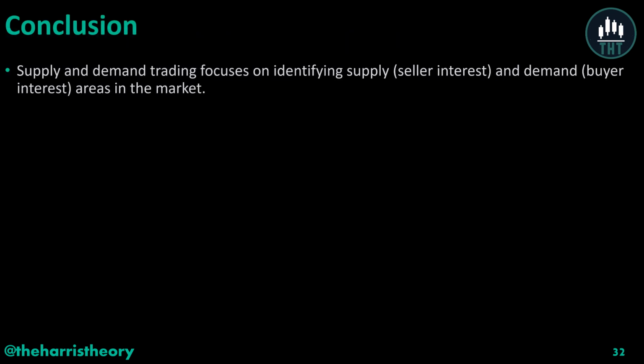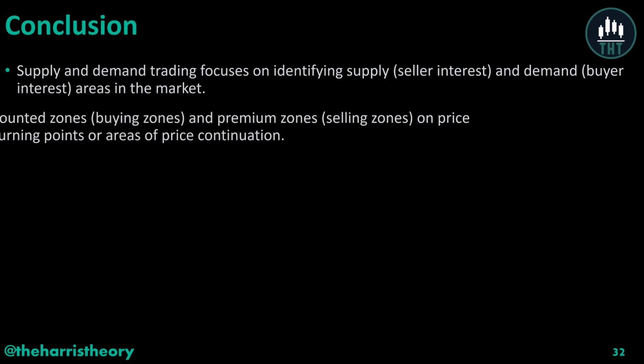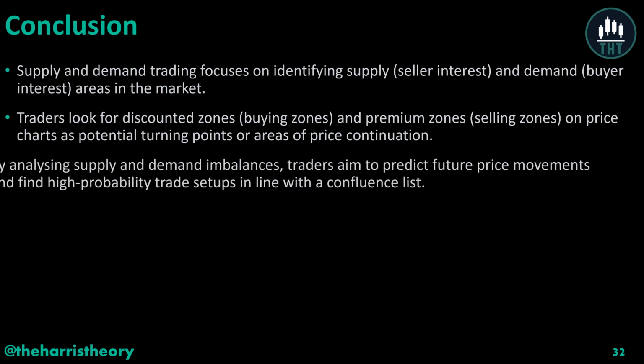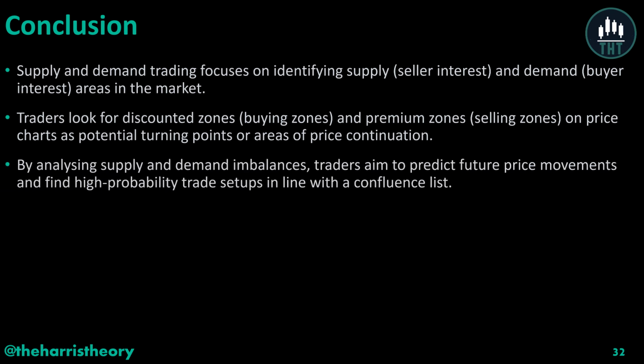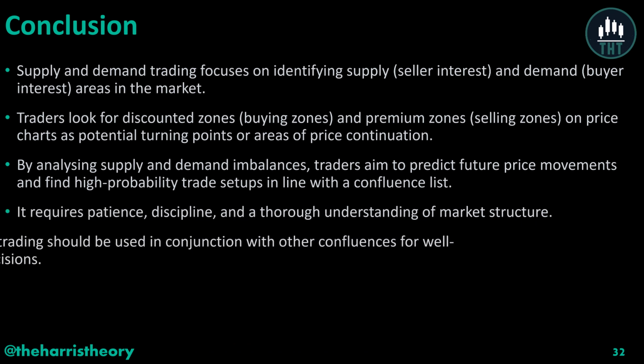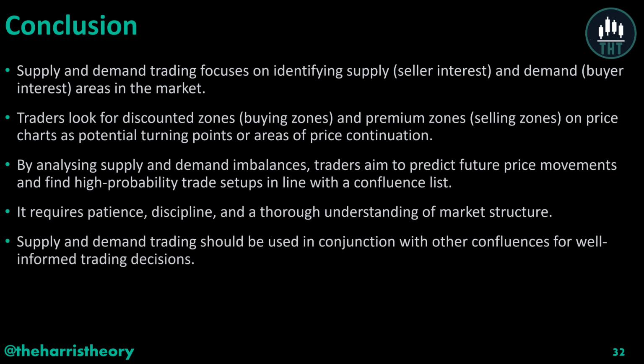Conclusion. Supply and demand trading focuses on identifying supply, seller interest, and demand, buyer interest, in areas in the market. Traders look for discounted zones, which are buying zones, and premium zones, which are selling zones, on price charts as potential turning points or areas of price continuation. By analysing supply and demand imbalances, traders aim to predict future price movements and find high probability trade setups using a full confluence list. It requires patience, discipline, and a thorough understanding of market structure. Supply and demand trading should be used in conjunction with other confluences for making well-informed decisions.